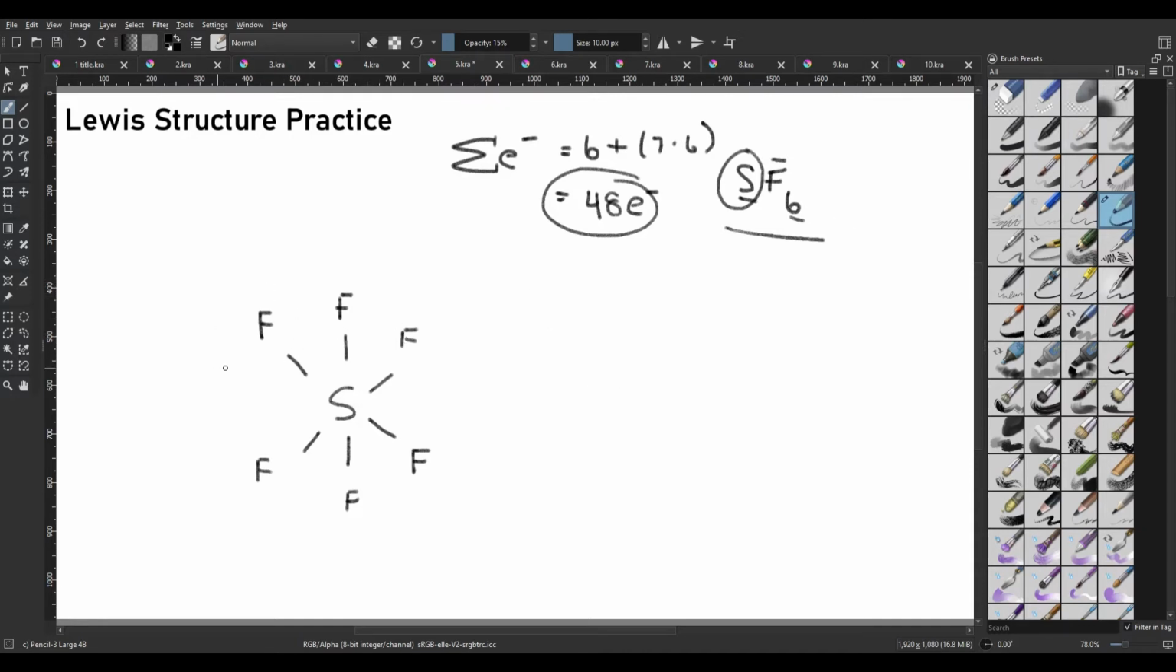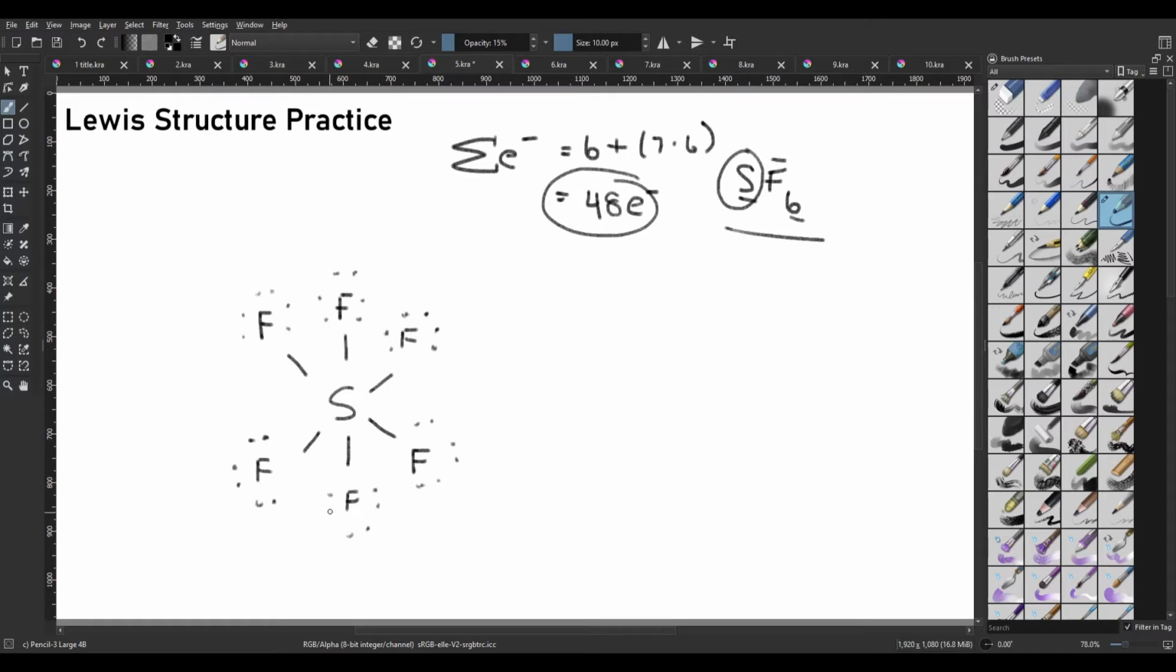We have to put them around fluorine. Fluorine is not like hydrogen. It's like almost all other elements where you have to give it a full outer shell for it to be happy here. So the rest of these electrons we're going to assume go around fluorine. So 2, 4, 6, 8, 10, 12, 14, 16, 18, 20, 22, 24, 26, 28, 30, 32, 34, 36, 38, 40, 42, 44, 46, and 48.